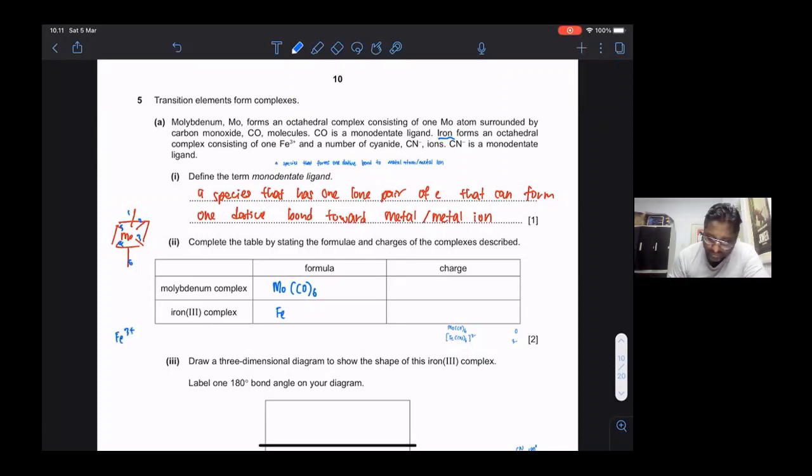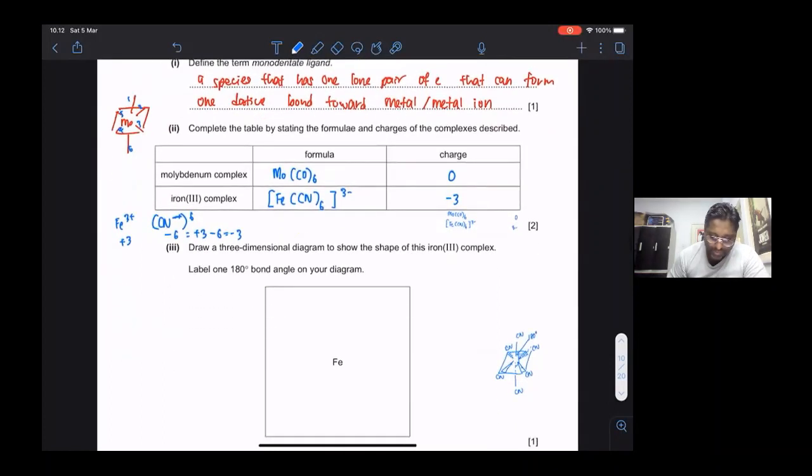The cyanide ion is going to be -1, and you have 6, so that's going to be -6. Then this is going to be +3, so the overall charge is going to be -3. So you need to show that -3 charge over there. So this is going to be [Fe(CN)6] with bracket 3-. The charge they have asked for over here is 0 for the molybdenum complex, and -3 for this one.